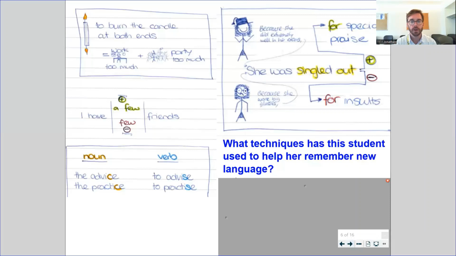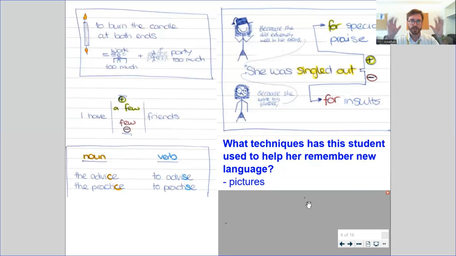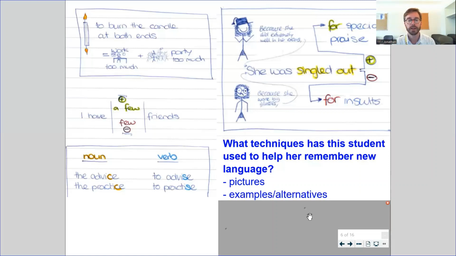Okay, so this student has done lots of different things. For one, they've used pictures. So it's not just text on the page. It's sort of prompting the brain to remember. Oh yeah, okay. They're providing examples and alternatives. Yeah, so I have a few friends, which is positive, versus I have few friends, which is negative.